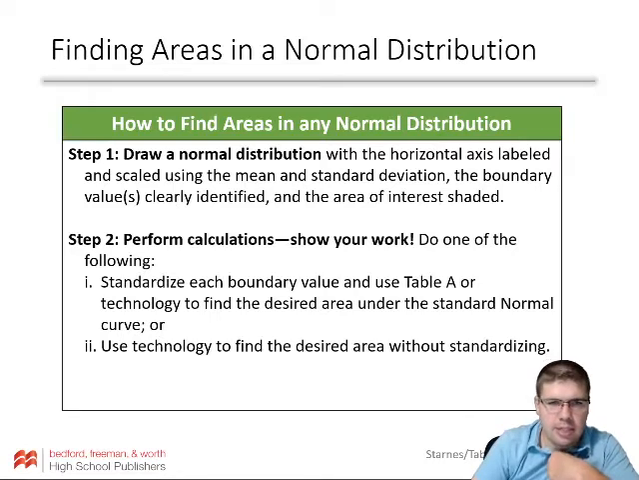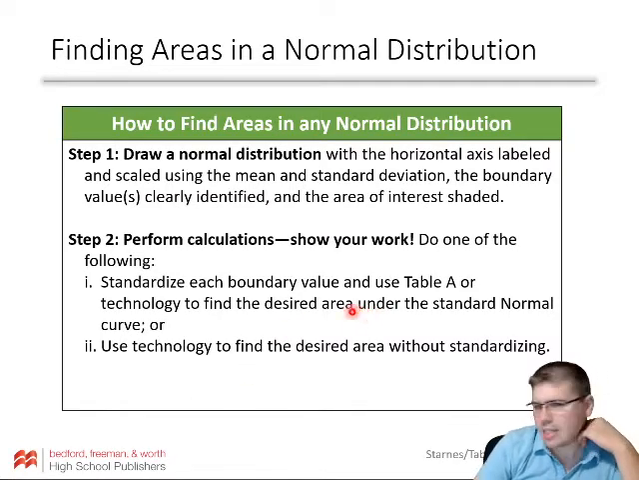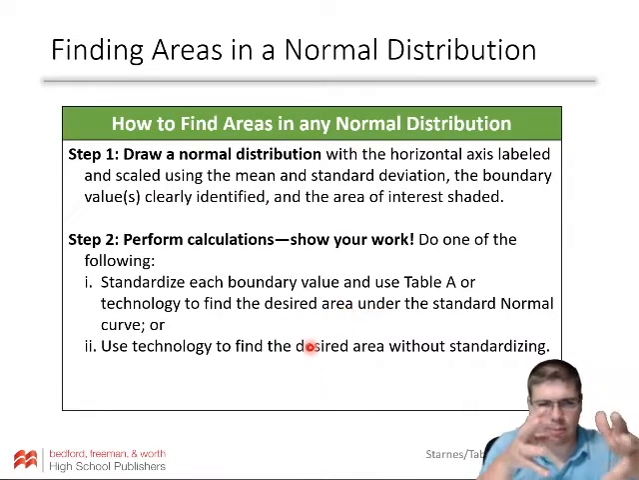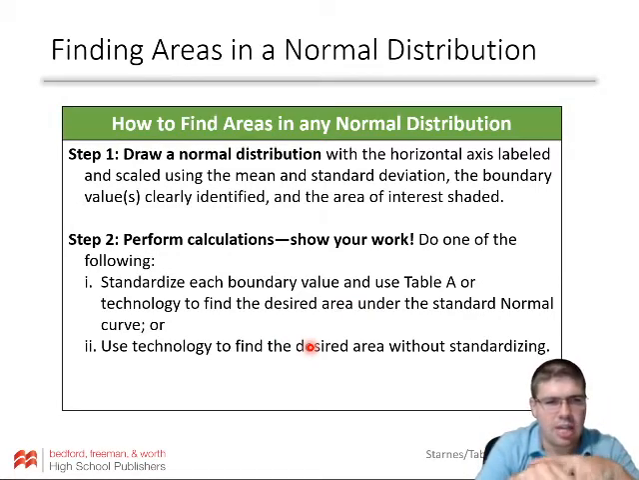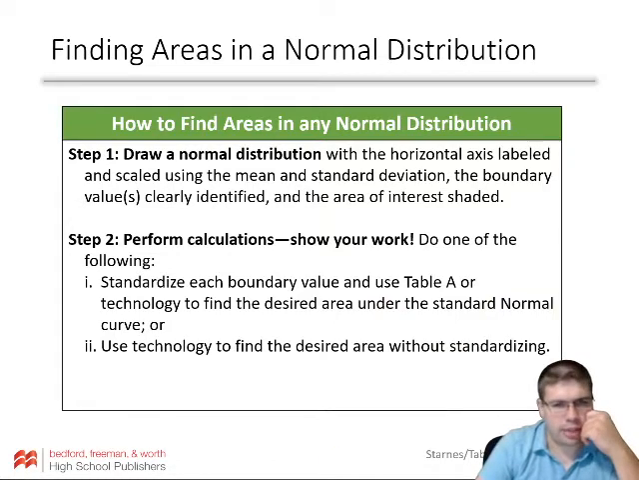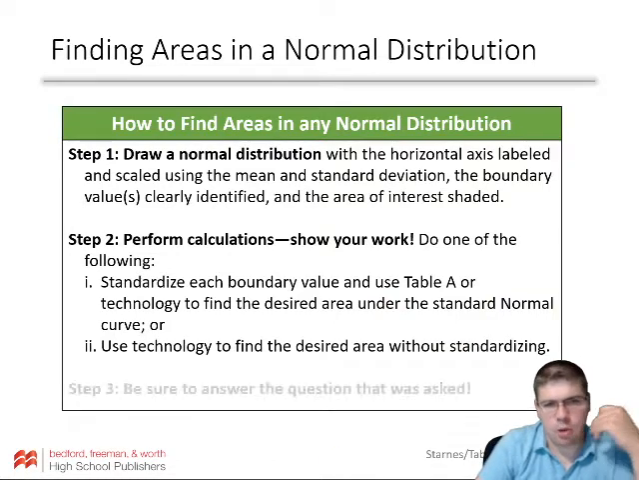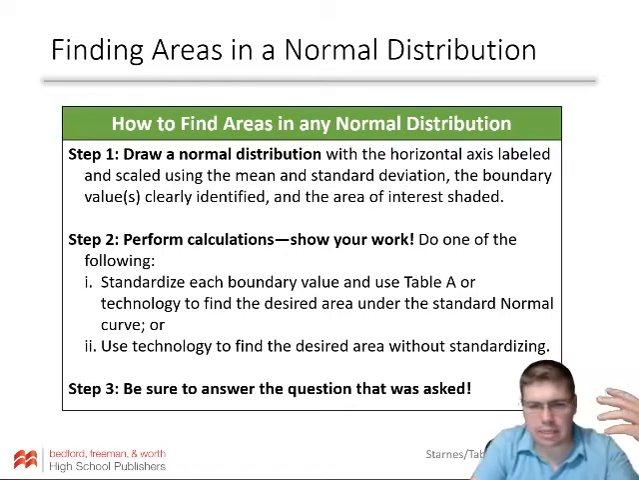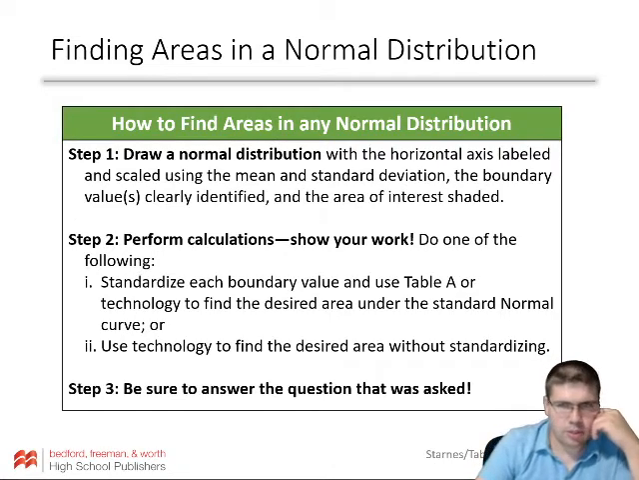There's a couple of options. I'm going to recommend one of them. You can standardize each boundary value and use Table A. So you find z-scores for your boundaries, and then use Table A to find the areas between them, or technology to find the desired area under the normal curve. That's actually what I'll probably recommend, is technology. Your technology can actually do it without standardizing. It kind of standardizes for you in the background. I'll show you that in a second. And then be sure to go back and answer the question that was asked, put it back in the context of the question. So let's do this looking at an example.